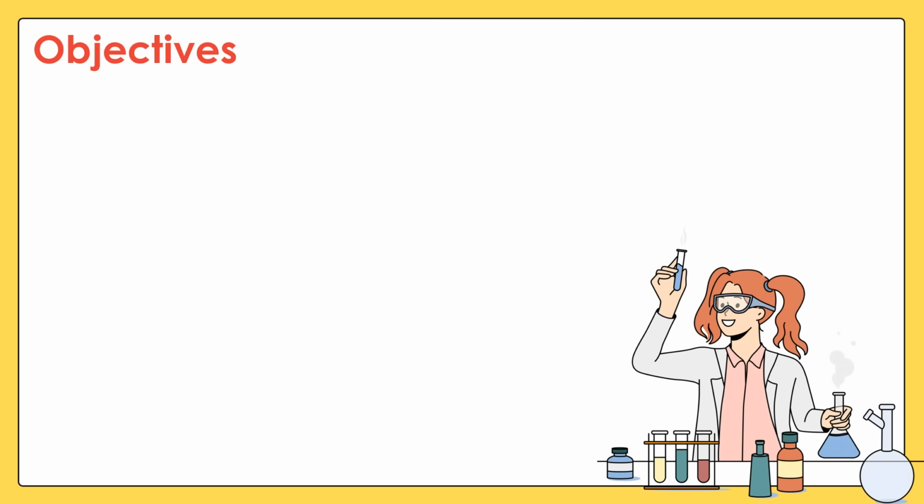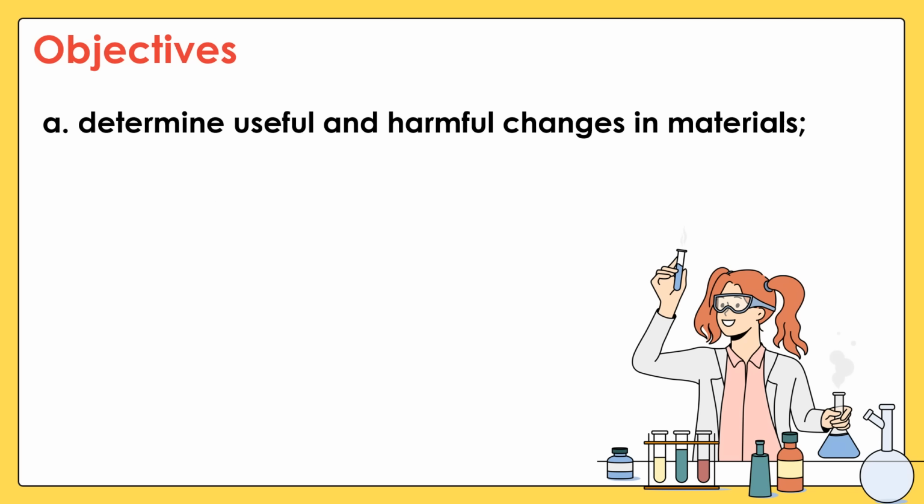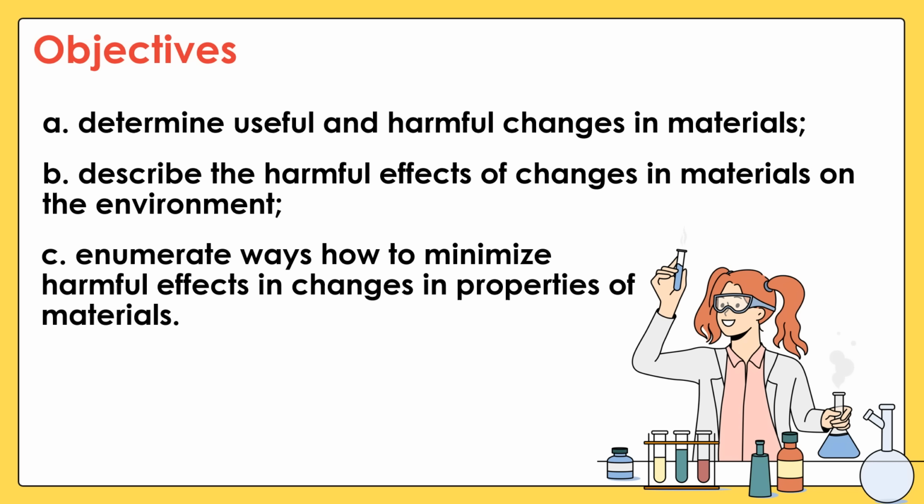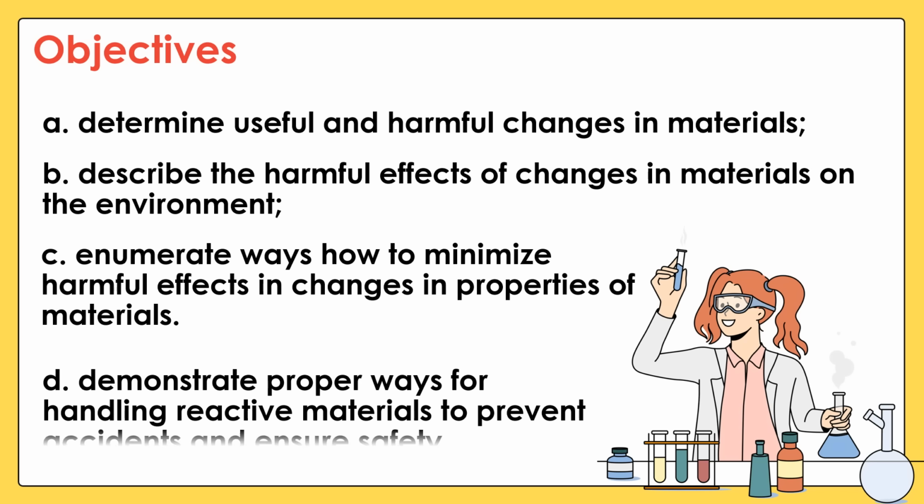For today's objectives, first, determine useful and harmful changes in materials. Second, describe the harmful effects of changes in materials on the environment. Third, enumerate ways how to minimize harmful effects in changes in properties of materials. And last, demonstrate proper ways for handling reactive materials to prevent accidents and ensure safety.